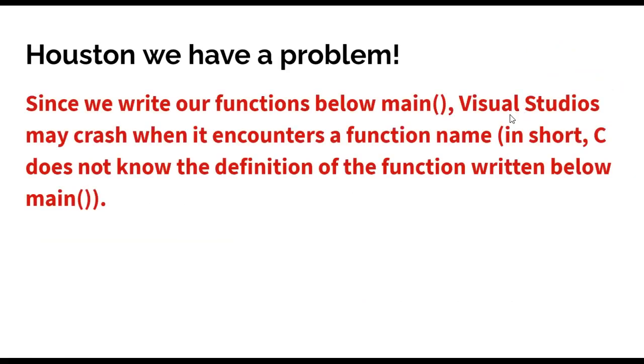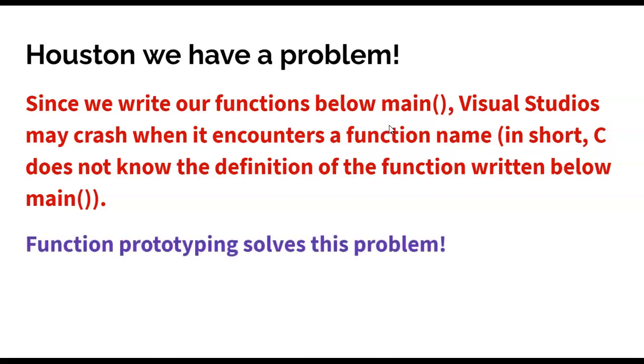Houston, we have a problem. We write our functions below main. Visual Studio may crash when it encounters a function name. In short, C does not know the definition of a function that's written below main. So here's my problem: I told you main is first and all the functions are second. Well, in main, if I call a function that's written below main, the program could say, what the heck is this? And it could possibly crash. How do we solve it?